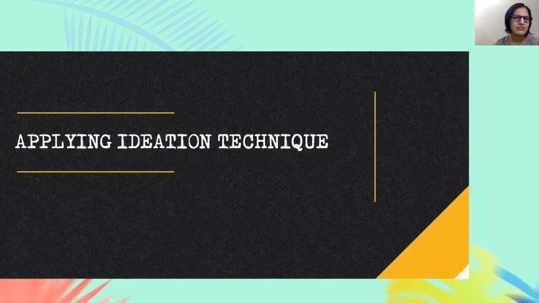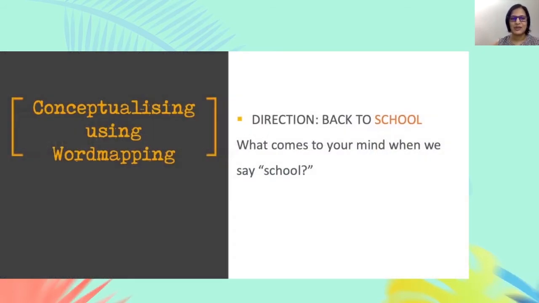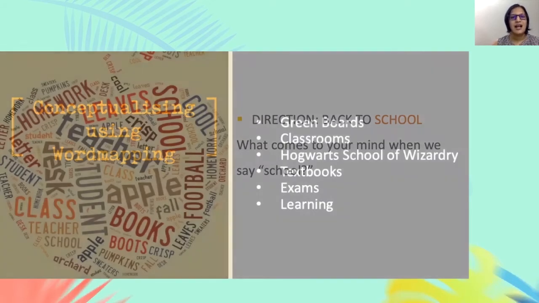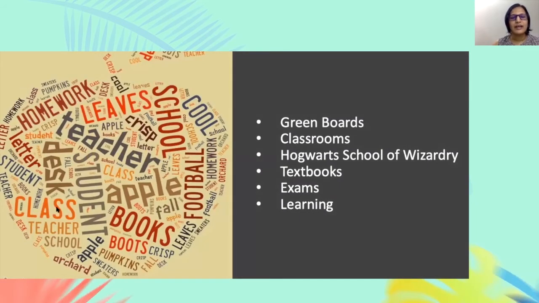So what did we do? We applied our ideation techniques to this. And how did we do it? Let's see. Okay. As I said earlier, one of my favorite techniques of ideation is word mapping. Now they have given a direction of back to school. And school was a keyword over here. So I used word mapping by asking what comes to your mind when we say school. I made this little word cloud. I typed in school, I made a word cloud.